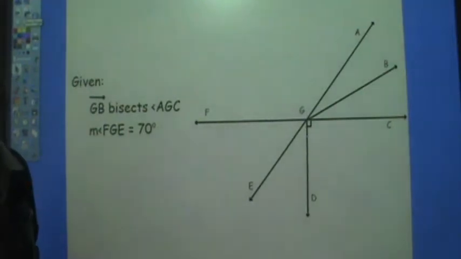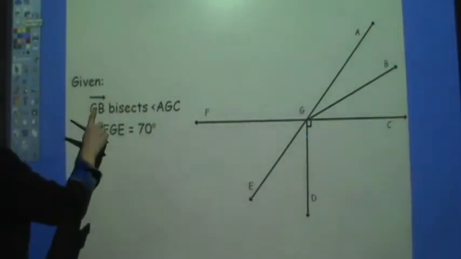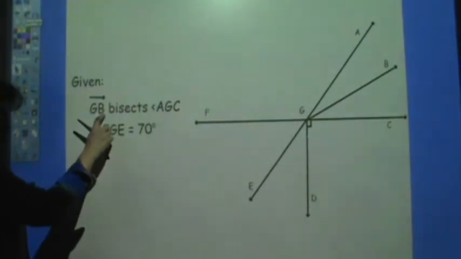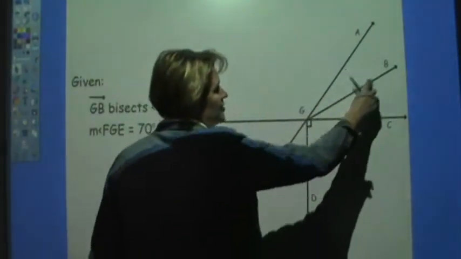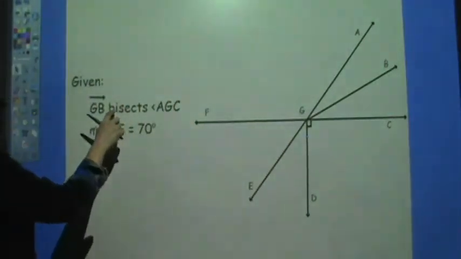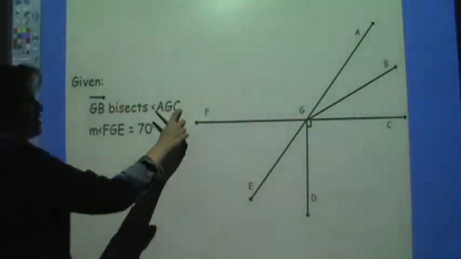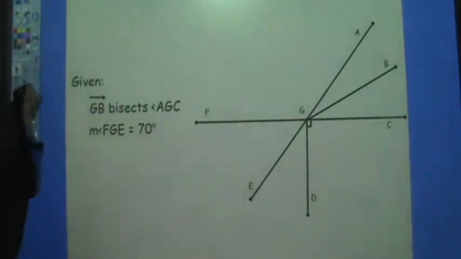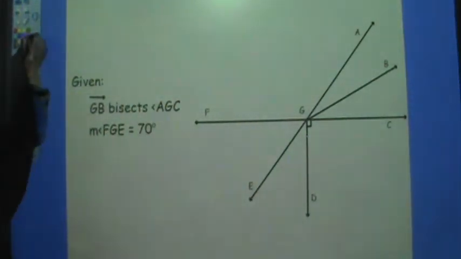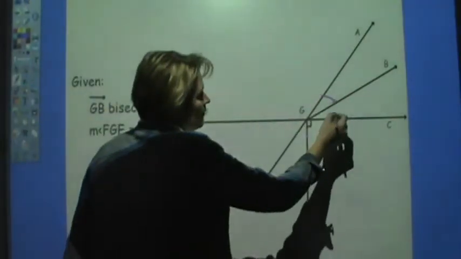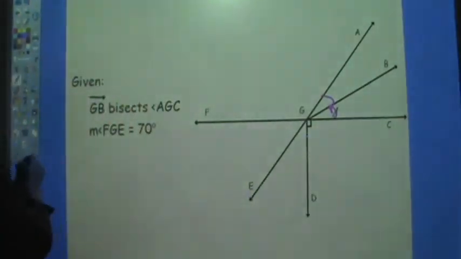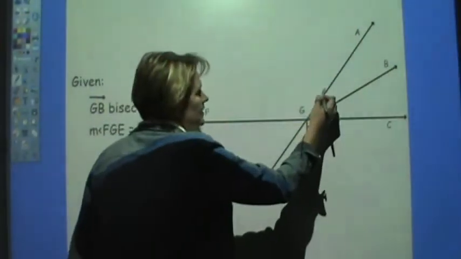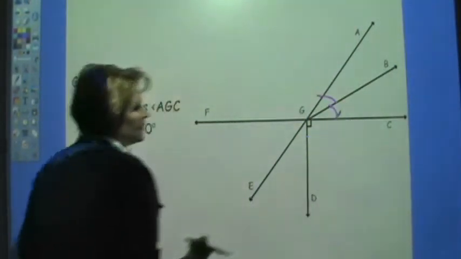All right, here's a problem. It says given, and remember this symbol means ray. So it starts at G, goes through B. So ray GB, that's this thing right here. If it bisects angle AGC, this is angle AGC, sorry. If it bisects it, that means that it makes two congruent angles. Let's reset that. It means that this angle is equal to this angle.